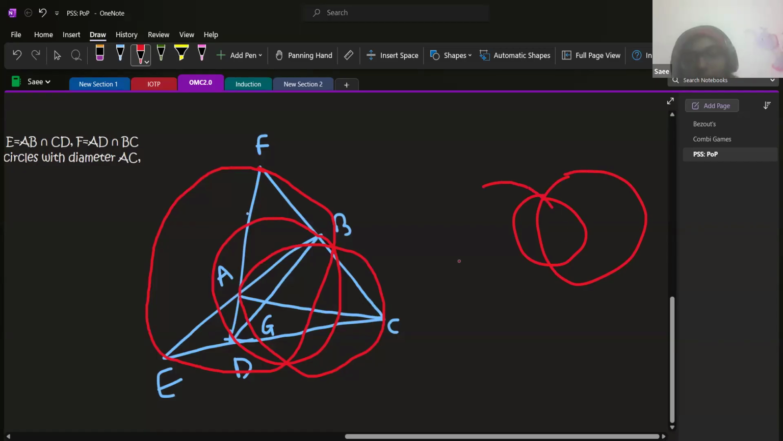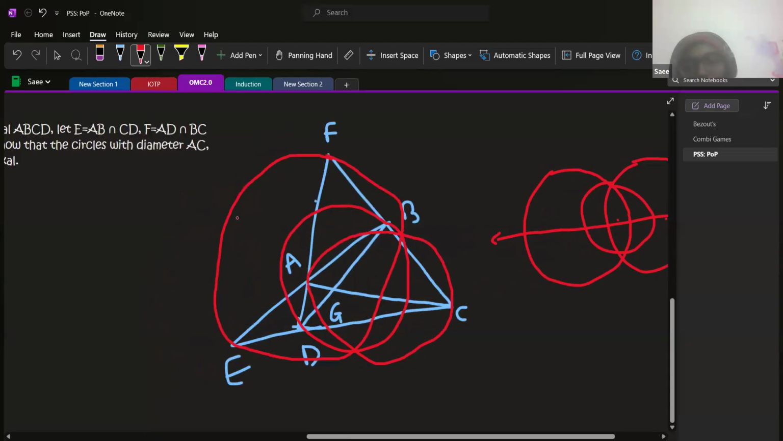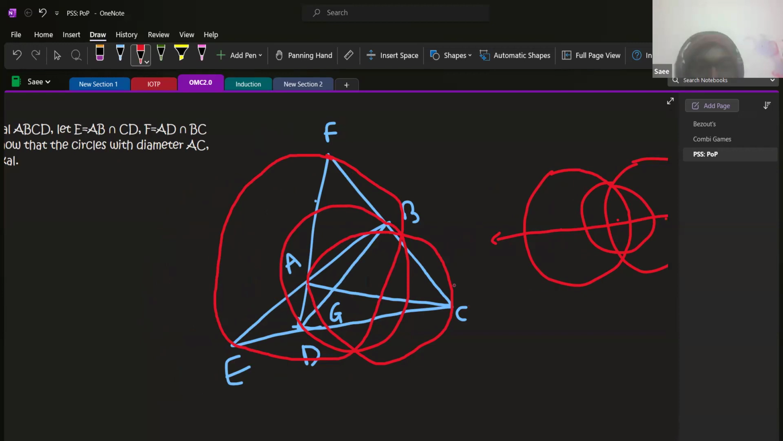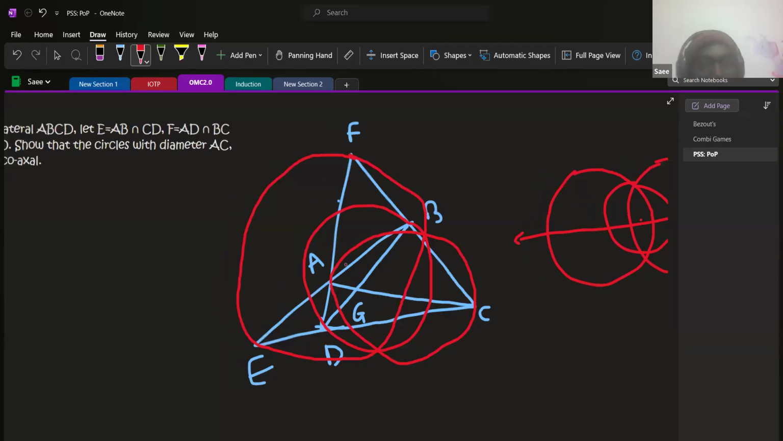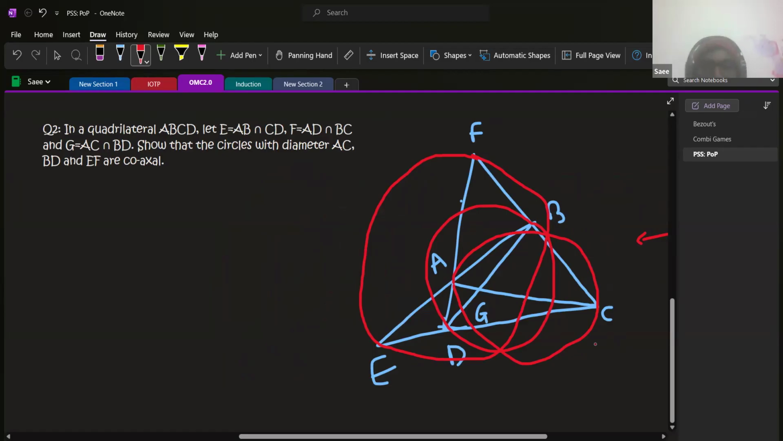An immediate consequence is that since they have the same radical axis, their centers must also be collinear. So in fact, we'll get to the proof of this in a while, but if we apply this here, we get a very cool fact that if we have any quadrilateral ABCD, then the centers of the circles with diameter AC, BD, and EF are always collinear. Simply because they're the centers of these three coaxial circles. And that line passing through the centers is called the Newton-Gauss line. It's very cool. But yeah.